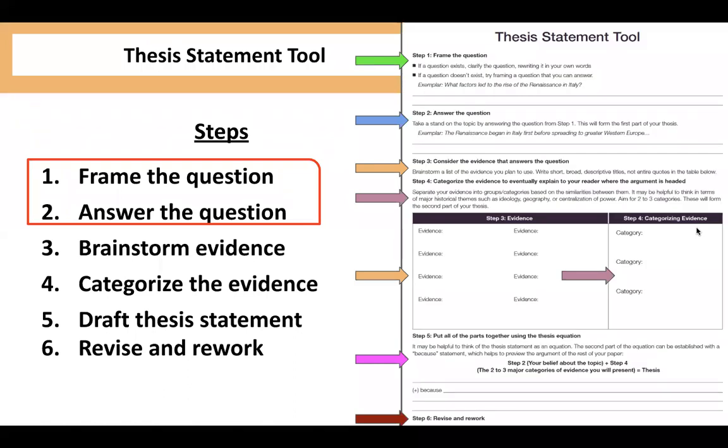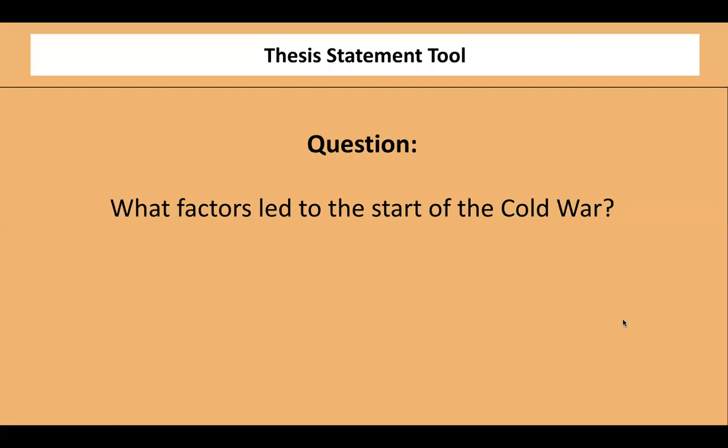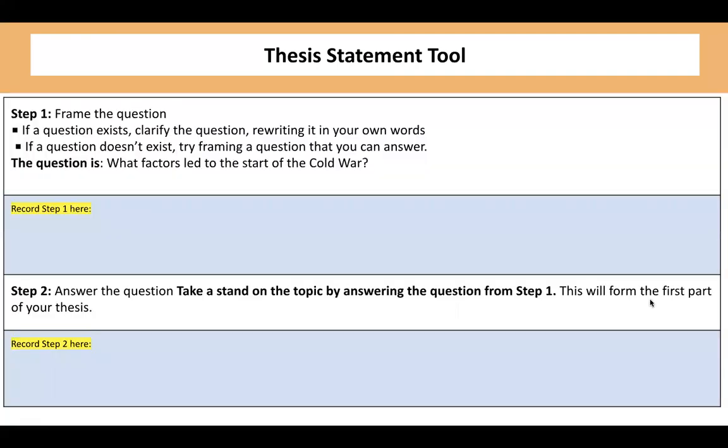In our previous video, we went over the 6 steps of the tool, and in this video, we're going to do 1 and 2. And our question is stemming from Unit 3, Day 15, where we're looking at the factors that led to the start of the Cold War. So that's going to be our main question. What factors led to the start of the Cold War? And if we look at our tool, we're going to look at our first 2 questions. And if you wish, you may pause right now to try the steps on your own.